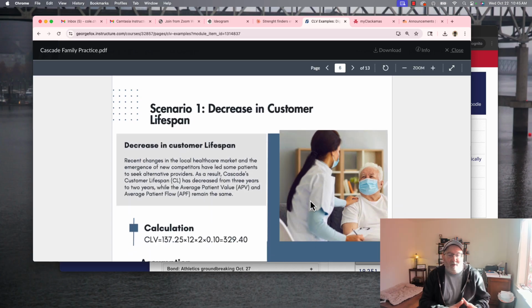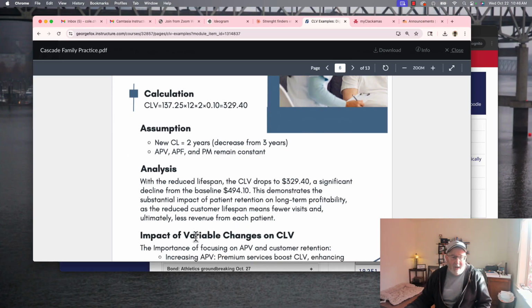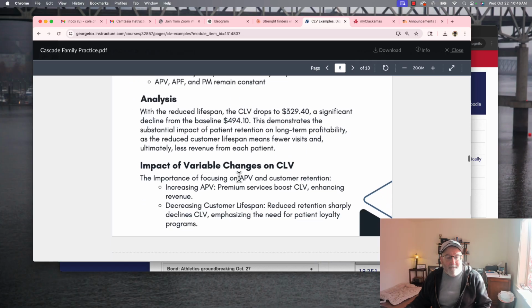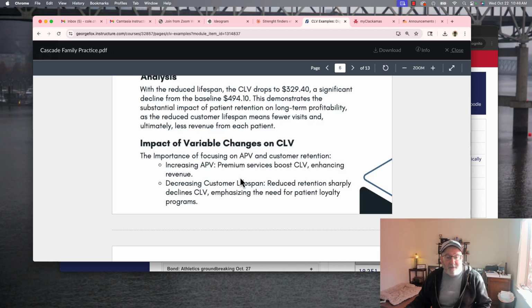Okay, so when they looked at the decrease in customer lifespan, recent changes in the local healthcare market and the emergence of new competition have led some patients to seek alternative providers. As a result, Cascade's lifespan has decreased from 3 years to 2 years. That creates problems. So here's the calculation, and the assumption: the new CLV at 2 years decreases from 3 years. That's going to be an impact of 329 from 494. Impact of variable changes on CLV.